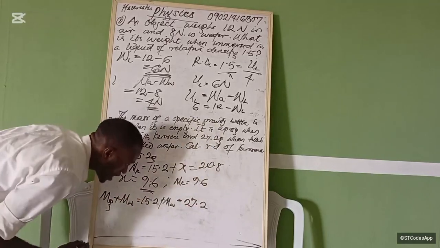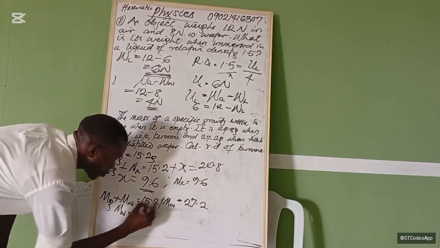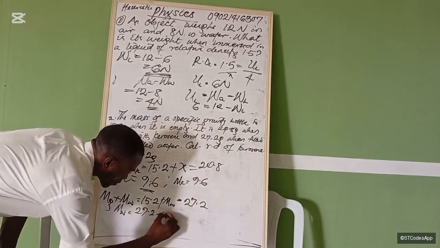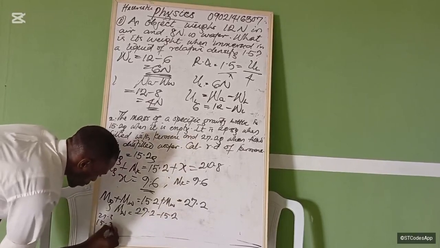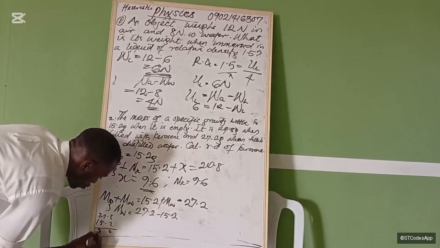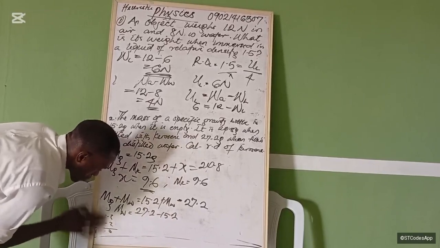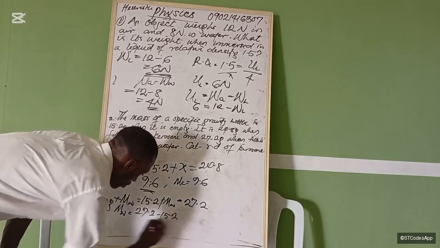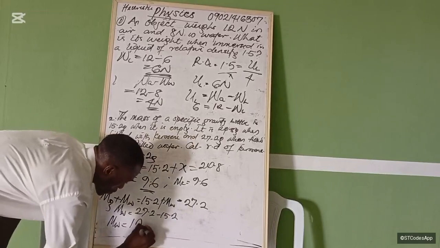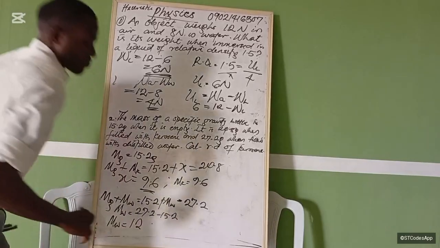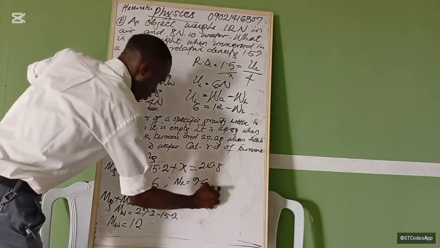Okay, so you now say that M sub W is 27.2 minus 15.2, and that gives you what? 27.2 minus 15.2, you have 0, 2, 1. That will be 12. So M sub W, that's the mass of distilled water, is 12 grams. Are we good with that?